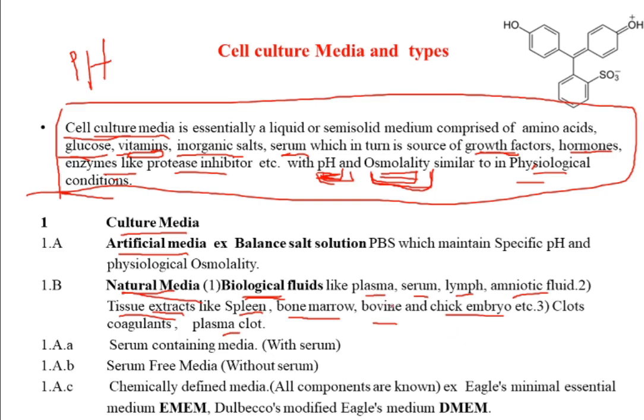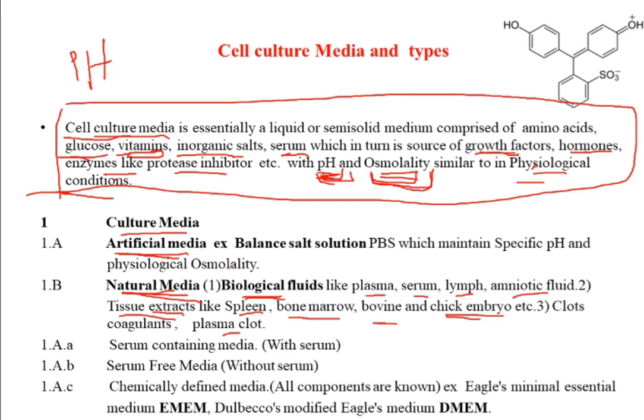The plasma is there in the blood, the serum is there in the blood, the lymph is there, which is organic in origin, the amniotic fluid, which is organic in origin, the tissue extracts like chicken embryo, bovine, all this is naturally available, so they become an example of a natural media. Natural media we used, right? But besides natural media, we have artificial media also.